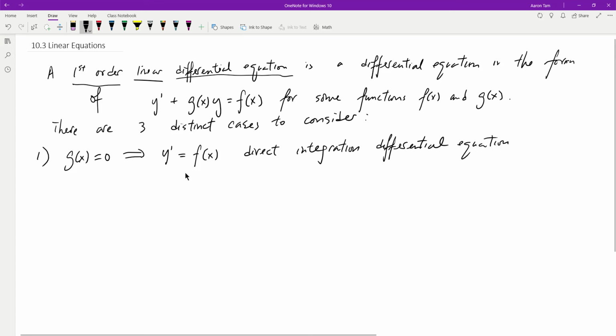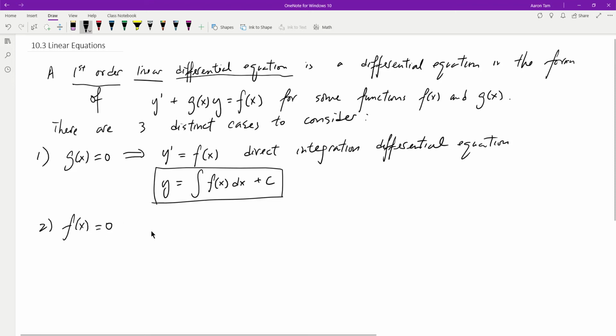The solution would be y equal to the integral of f of x dx plus some constant c. That is how the solution set looks in this case, if g of x equals 0. Now, case number two: what if f of x is 0?